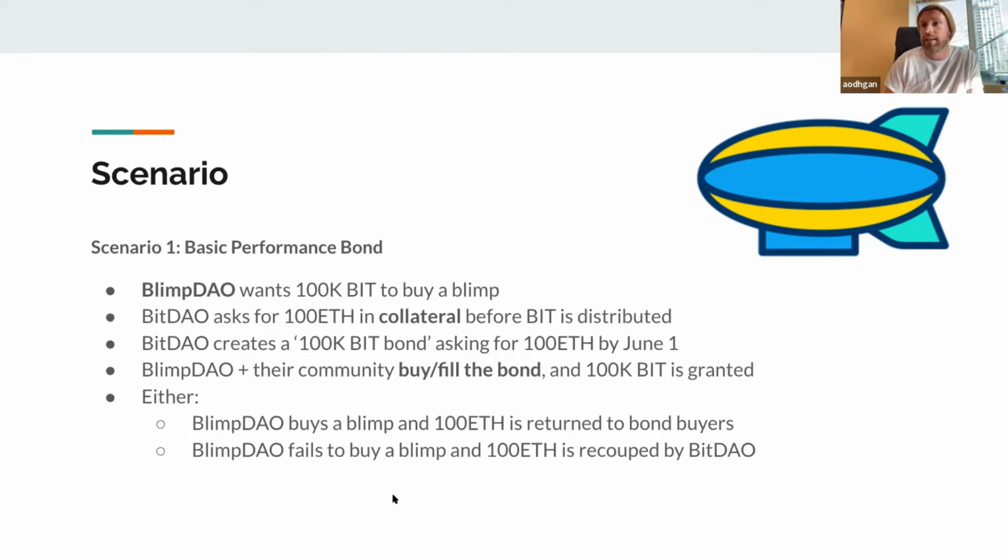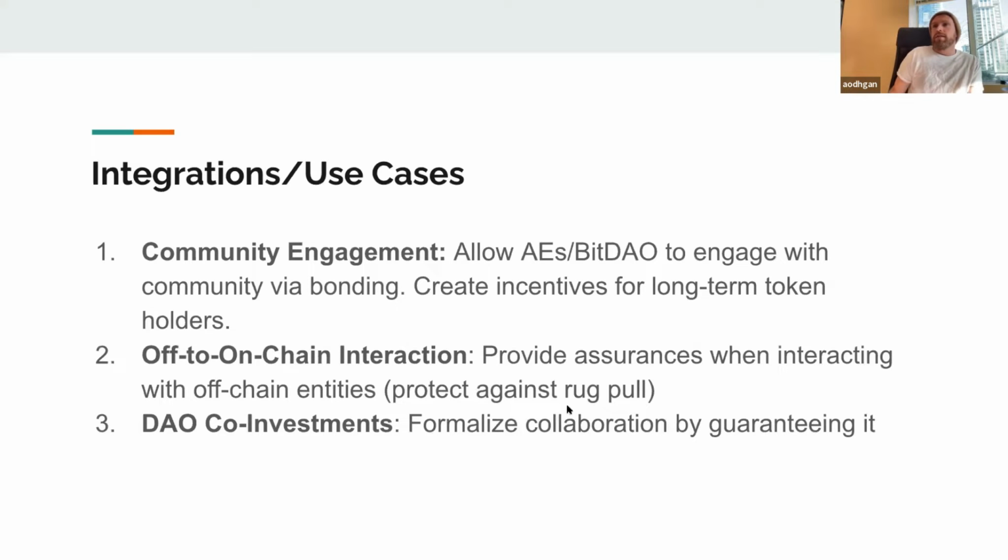So that's the sad case where they fail to buy the blimp. But if they bought the blimp, the people who provided the underlying collateral, ETH in this case, it is returned to them. So everybody is happy. So how else would these performance bonds be used? That's case 2 here, reducing the ability for a new autonomous entity to rug pull.